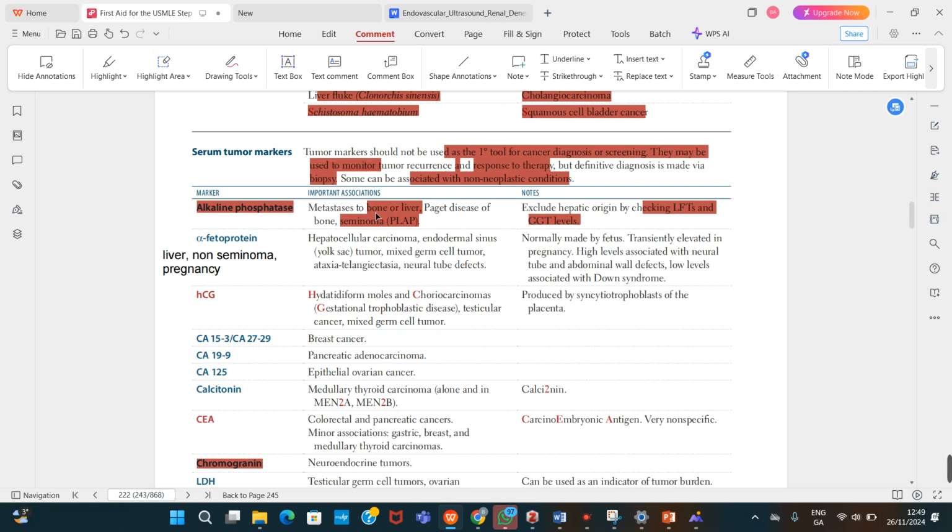Maybe there's a metastasis to the bone, or there's a metastasis to the liver, or there is maybe a cancer like seminoma producing PLAP, which is placental-derived alkaline phosphatase. So what I just want to say here is that most of the time, what causes elevated alkaline phosphatase from bone issues is when you have a remodeling of the bone. There's a metastasis to the bone. There is Paget disease of the bone. There will be some form of remodeling that takes place, which will cause elevation of this marker.